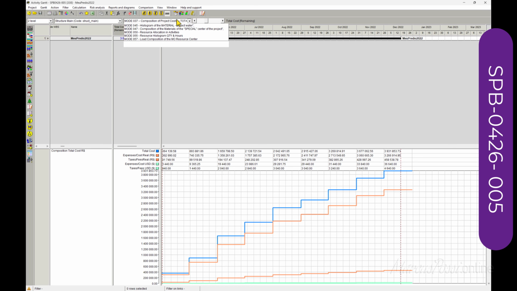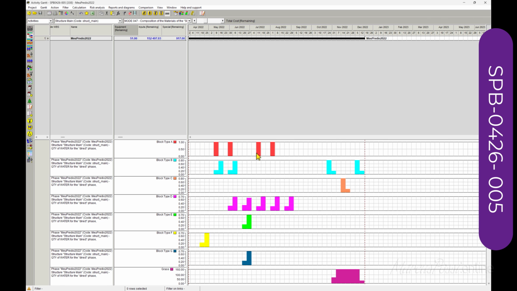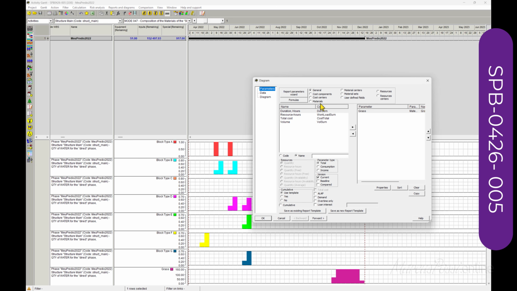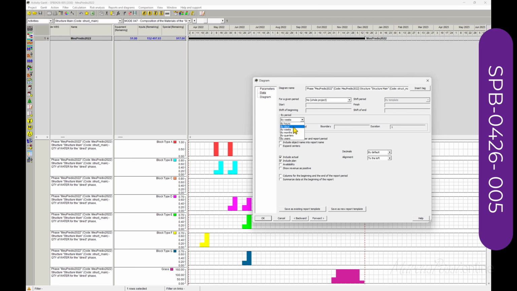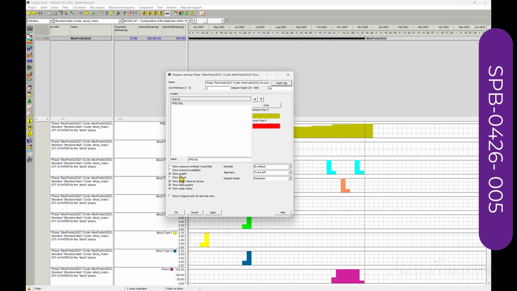I will use composition of material. Yes, these are the blocks. If I ask for a graphic for PPE, where are the PPE kits? Not grouped, yes, cumulative, by month. And I would like to see the values on top of it.